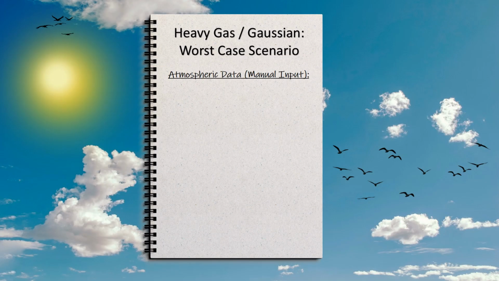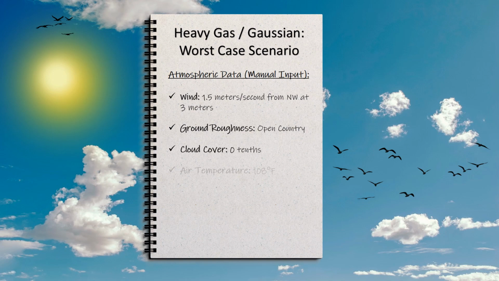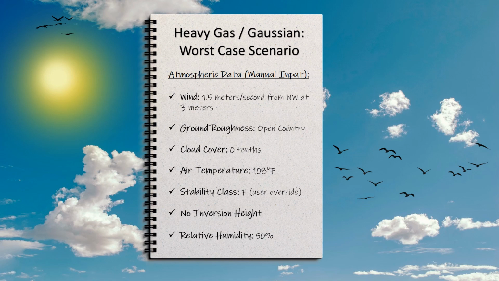The data that you will need to provide includes the following: wind speed, direction, and height, ground roughness, cloud cover, air temperature, stability class, inversion height, and relative humidity. Now we'll enter information about the potential atmospheric conditions at the facility during a release. But first, let's take a closer look at a couple of the terms.